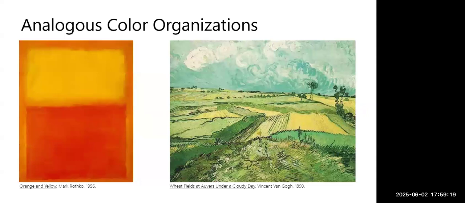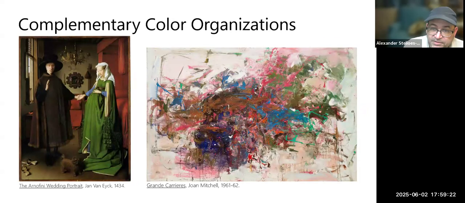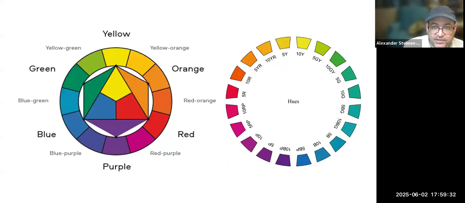So, analogous color organizations. Complementary color organizations are where you have pairs of colors that are on the opposite side of the color wheel. We can sometimes talk about, let's say, a green to red type, but it doesn't have to be the exact green. It could be a slightly more yellowish green to that red or something like that. But it's pairs of colors that are on the opposite side of the color wheel.